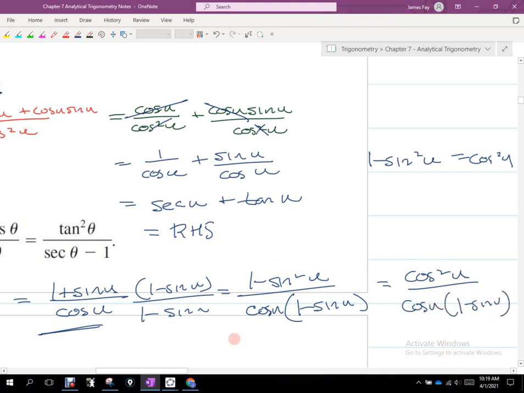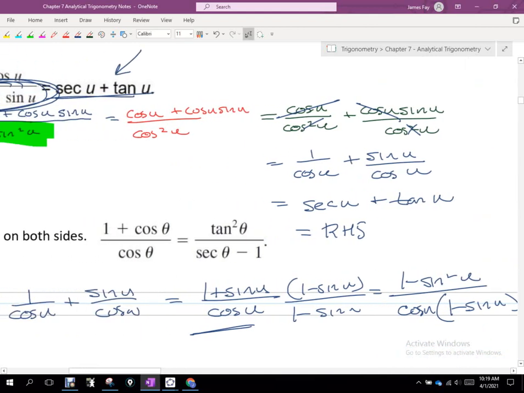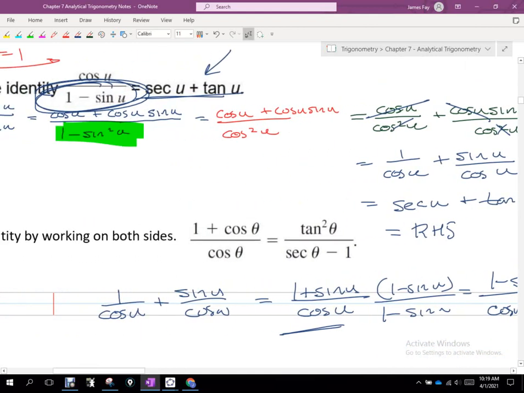And this is the reason why I wouldn't usually multiply these together, even though that product right there is this, but not distributing that, because now, can you see the cancellation of that one with that one? Leaves you cosine u over 1 minus sine u. And is that what we started with? Cosine u over 1 minus sine u. Okay.